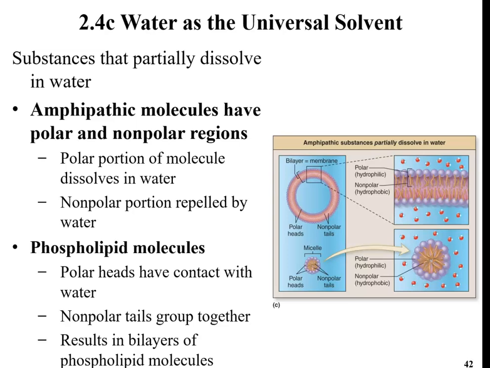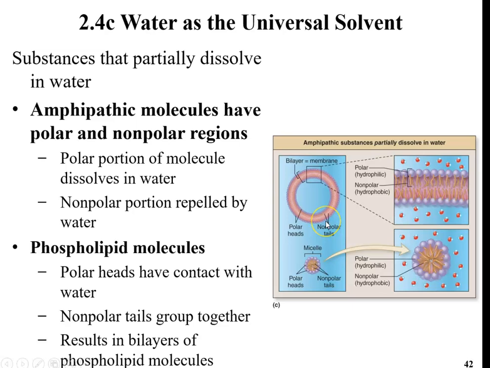Now, many substances partially dissolve in water, and we talked about this a little bit earlier, the amphipathic molecules that have polar and nonpolar regions. So the polar portion of the molecule will dissolve in the water, but the nonpolar portion is repelled. We talked about this with phospholipid molecules: polar heads have contact with water and the nonpolar tails group together. This results in bilayers, or the formation of cell membranes.